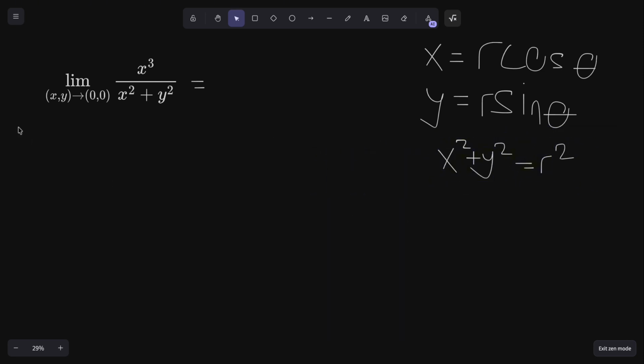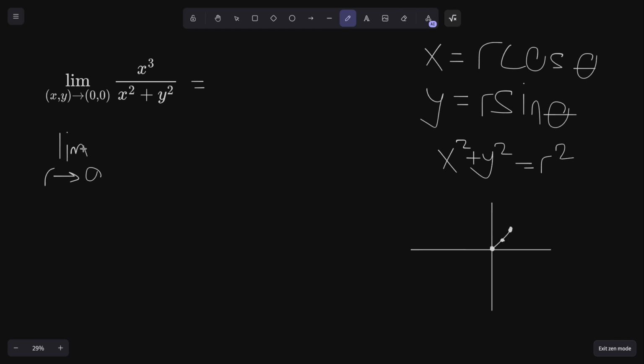Let's just substitute everything in here. So this is going to be the limit. Now, think about it. If I'm approaching the origin, let's say I'm going from this point to this point, notice how my r value, my radius or my distance from the origin, is getting smaller and smaller. That distance is getting smaller and smaller until it infinitely reaches the origin, infinitely gets close to the origin.